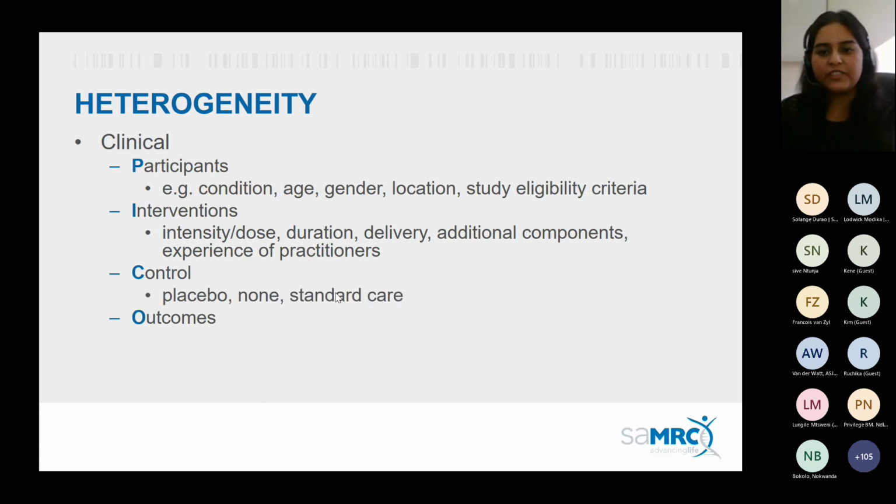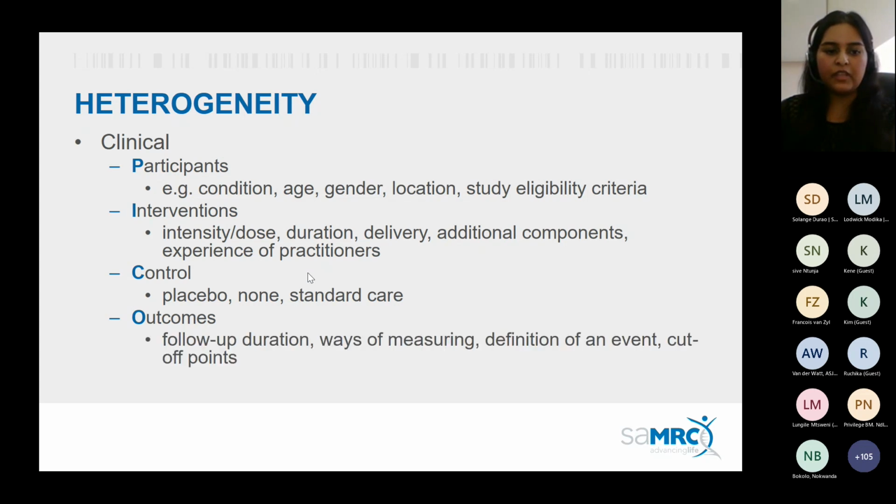The controls could be different. So some studies may have chosen to use a placebo, whereas other studies could have chosen to use no control or just standard care. And the outcomes could also differ between studies. So perhaps the follow-up duration was different in studies, the way they measured it, maybe how they defined an event, or what cutoff points they used.